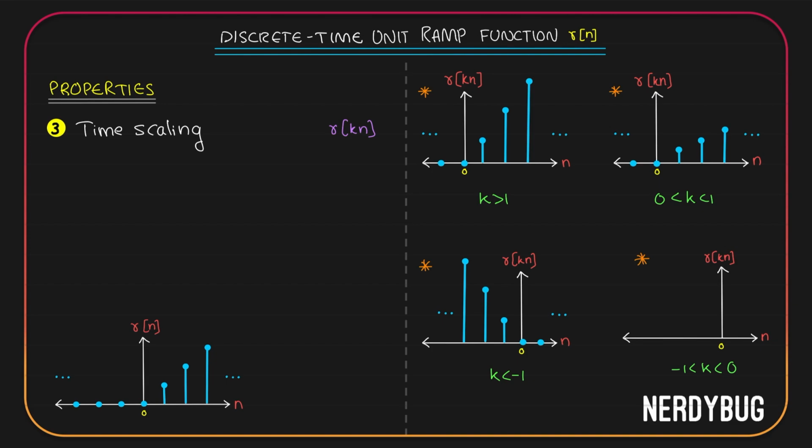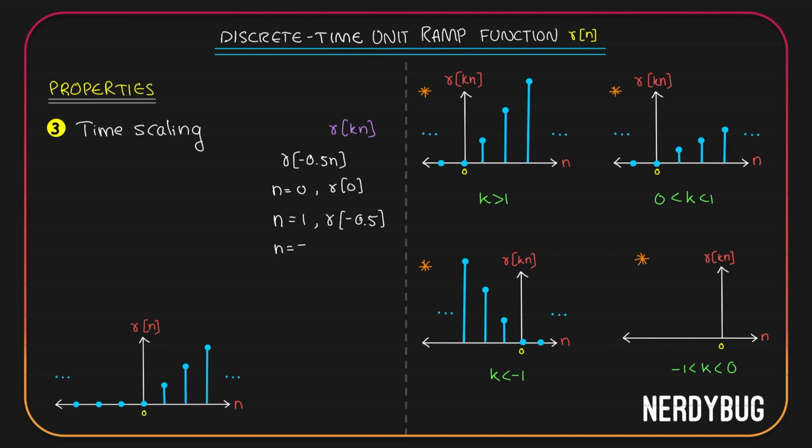The next case is when k is between minus 1 and 0. So k has a magnitude less than 1 and it is negative. Taking an example, r of minus 0.5 n. At n equal to 0, we get r of 0, which is 0. At n equals 1, we get r of minus 0.5, which is again 0. The same will be the case for every positive value of n. You will only get 0.